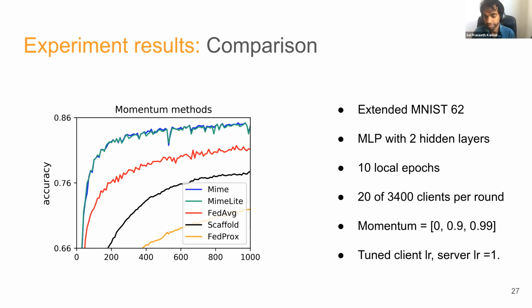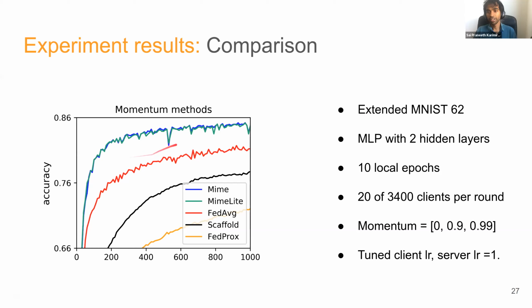So I'll just quickly look at the experiment. This is the extended MNIST data set, and it's a simple 2 hidden layer deep network with 10 local epochs for each of the clients. We only sampled 20 clients out of the 3,400 per round. So in say 500 rounds, we have only seen 1,000 clients, and so we don't even make a full pass over all the clients. The momentum is tuned for each of these methods.